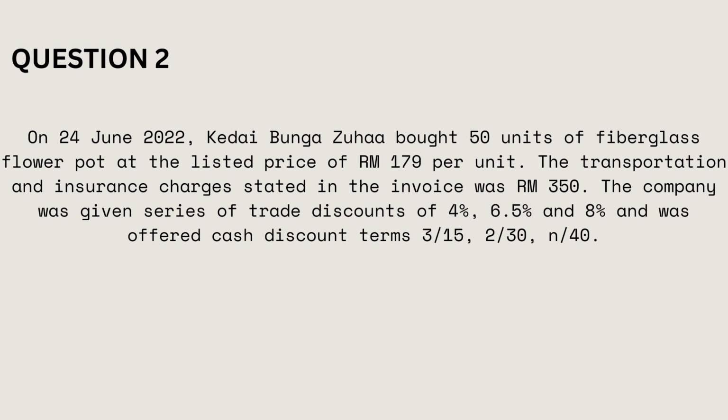The question is: on 24 June 2022, Kedai Bunga Zuha bought 50 units of fiberglass flower pot at the list price of 179 ringgit per unit. The transportation and insurance charge stated in the invoice was 350 ringgit. The company was given a series of trade discounts at 4%, 6.5% and 8%, and was offered cash discount terms of 3% within 50 days or 2% within 30 days and N% within 40 days.